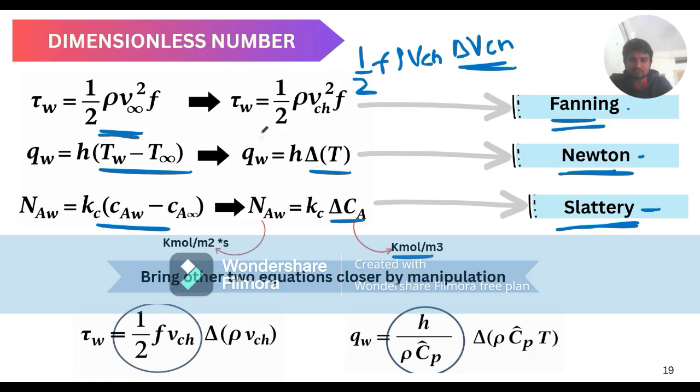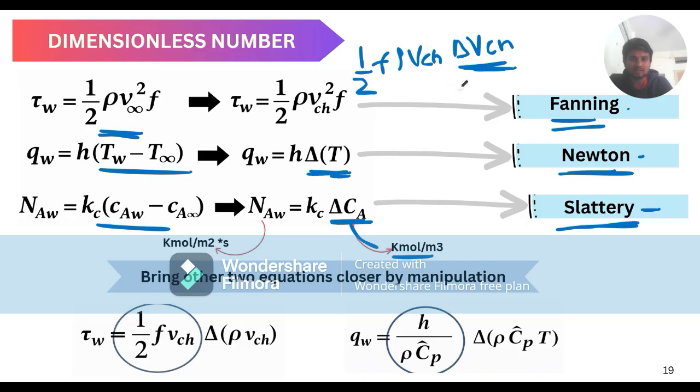The driving force in case of momentum transfer is the velocity difference. The driving force in case of heat transfer is the temperature difference, and the driving force in case of mass transfer is the concentration difference. The unit of the driving force is quantity per unit volume, as in case of mass transfer, which is kilomole per meter cube. The unit of driving force in heat transfer and momentum transfer is not consistent as per our assumption.